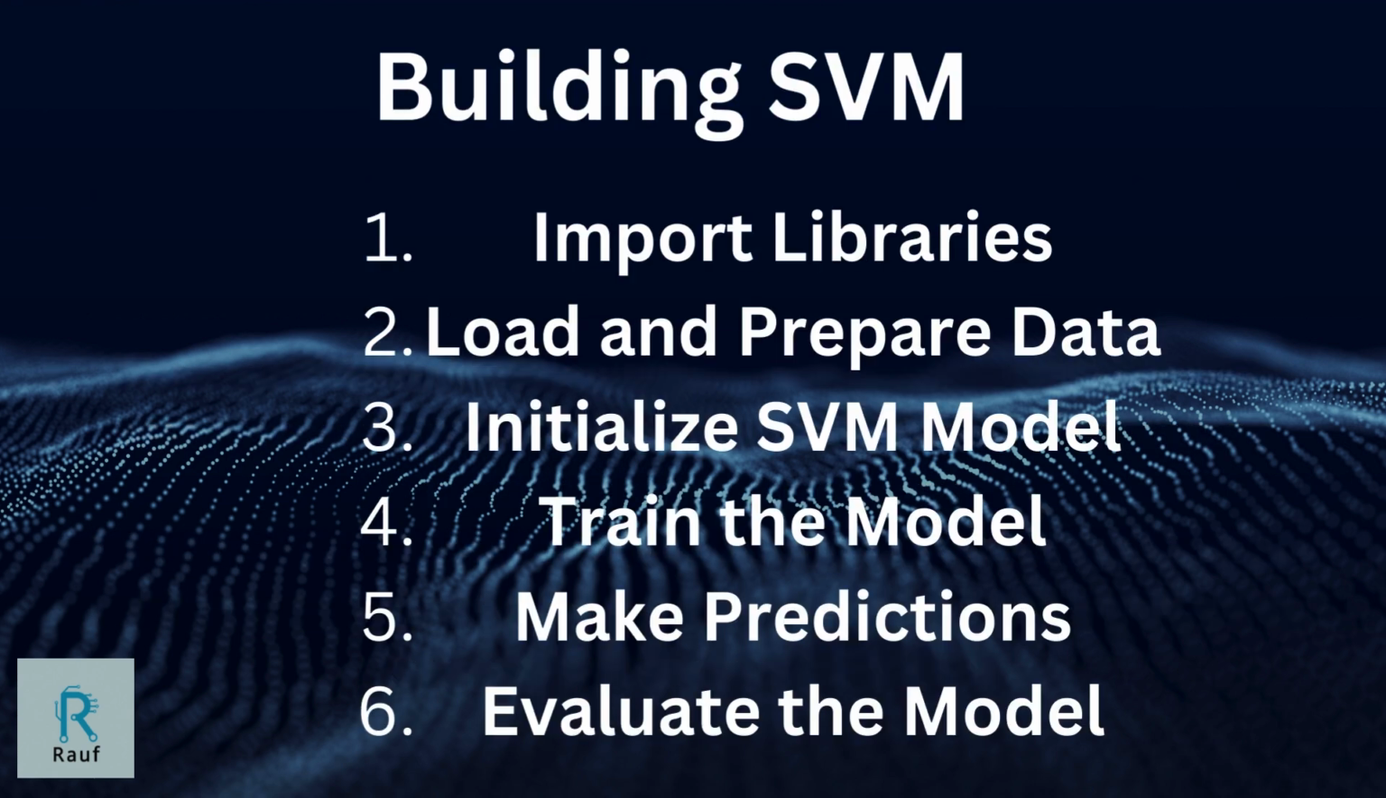Okay, so let's see how we can build an SVM. Well, building an SVM is like any other machine learning algorithm. First, you have to import libraries, then load and prepare data, then initialize the SVM model, then train the model, and after that make the predictions and then evaluate the model. So yeah, these are the six basic steps for building an SVM. Let's see one by one.